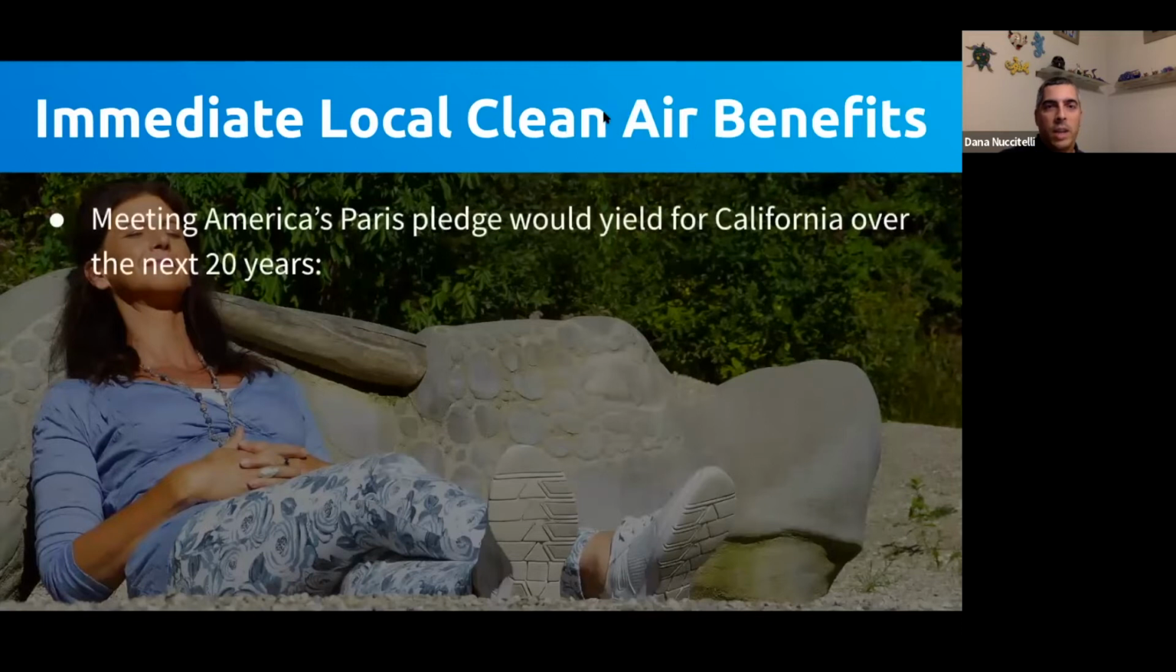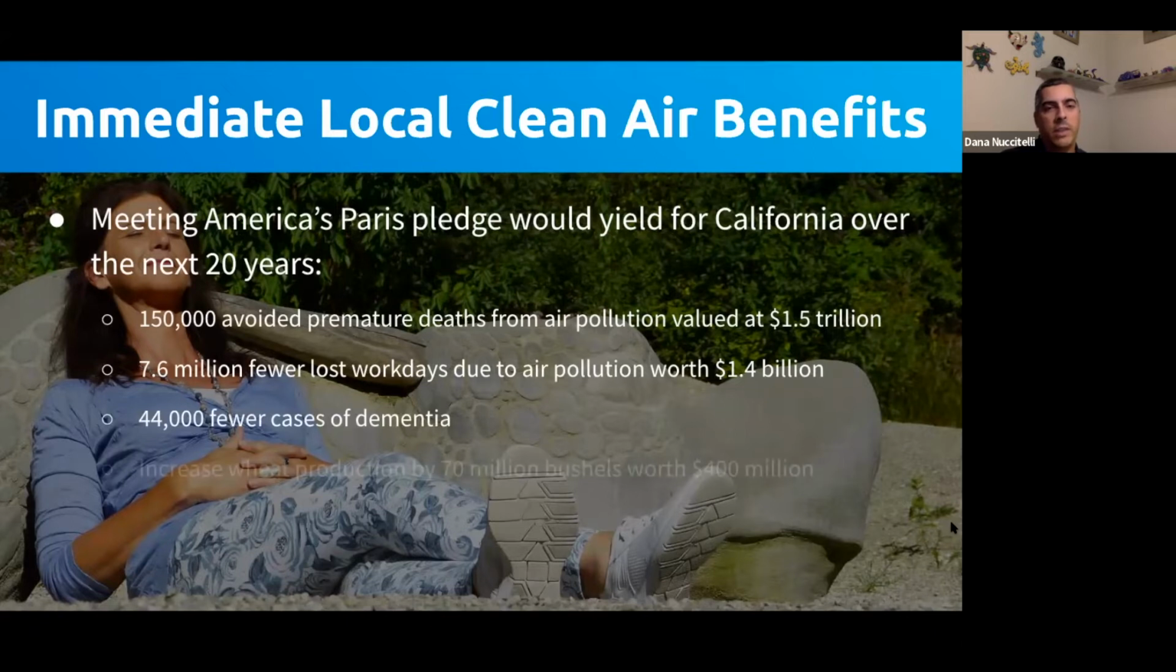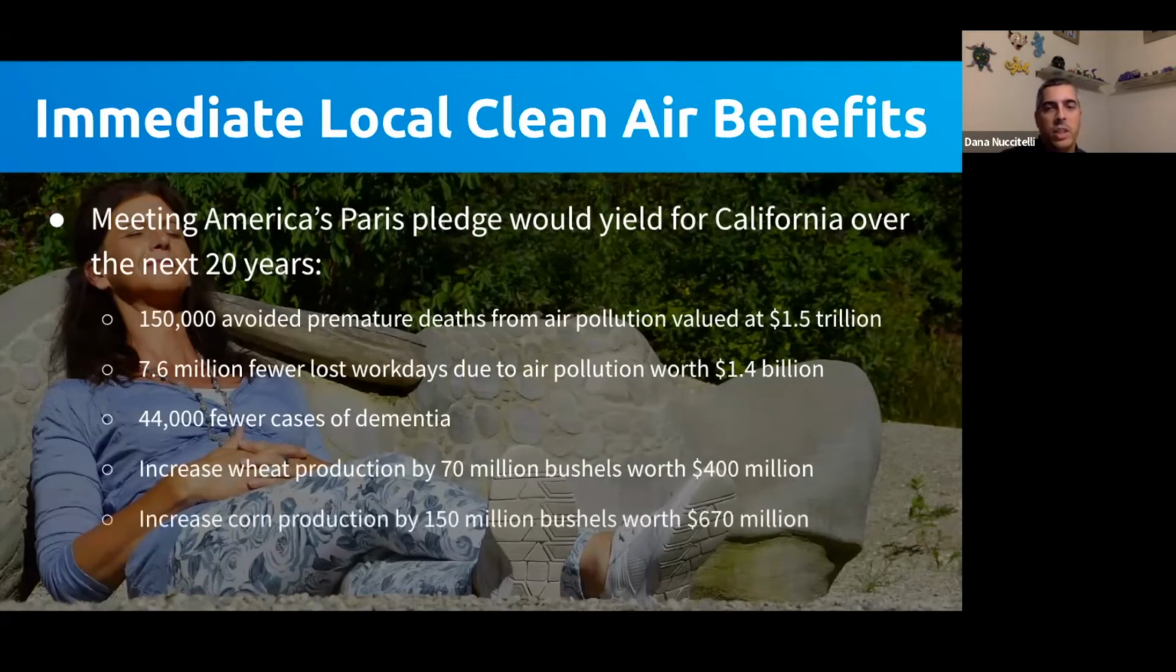So this is an example of how I put these numbers into a presentation I did about the benefits and impacts of climate policy in California specifically. I used this tool that we're going to look at in a minute, and I looked at what the benefits were for California over the next 20 years of a climate policy that is consistent with the Paris target. So, putting the numbers in here: in California, we would avoid 150,000 premature deaths from air pollution over the next 20 years if we implement these climate policies, valued at $1.5 trillion. And then there are these other ones: 7.6 million fewer lost workdays, worth $1.4 billion in California, 44,000 fewer cases of dementia, and an increase in wheat and corn production worth $400 million and $670 million.